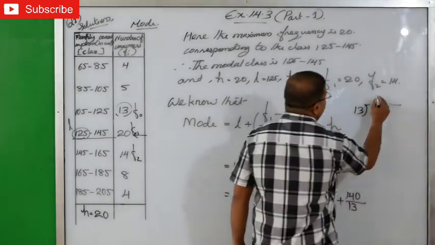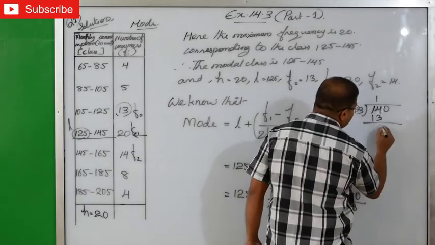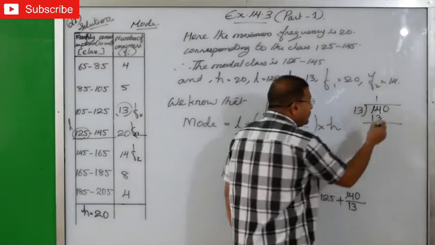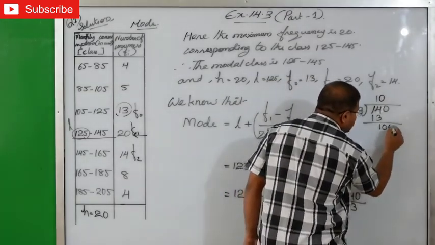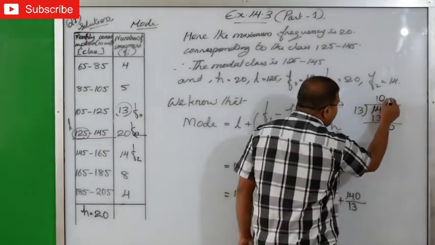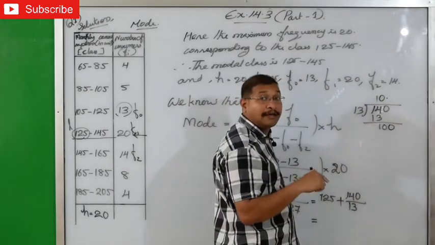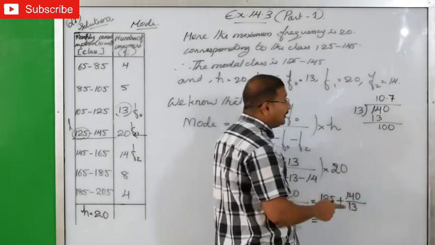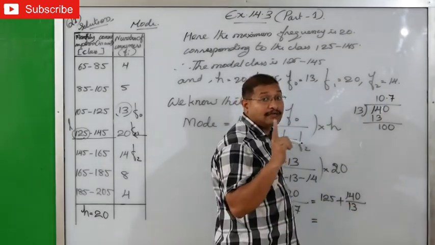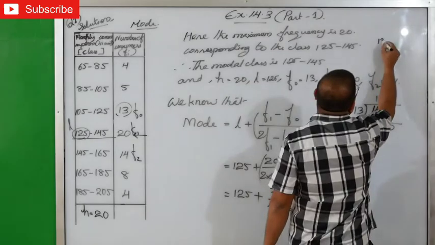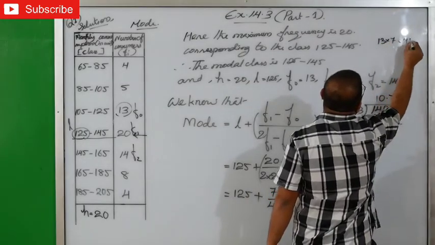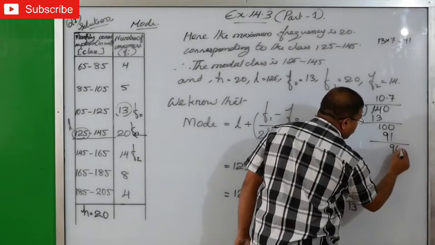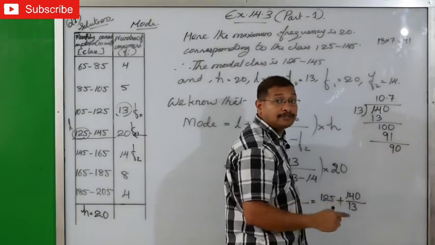Ready? So 1 time 13, balance is 1. We'll bring down 0. But we can't divide, so we'll put 0 here and 1 more 0 after the point. Now how many times? Check it now. 7 times, isn't it? See, 7 into 13, how much? 7 13s are 91. That means we'll write here 91. The balance is 9. 1 more 0 we'll put. Now how many times? 6 times.